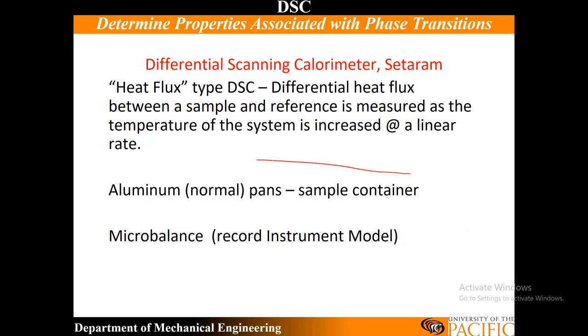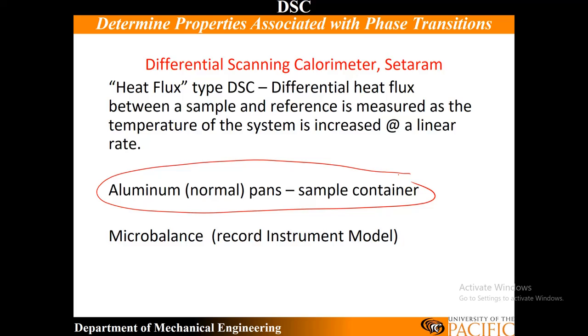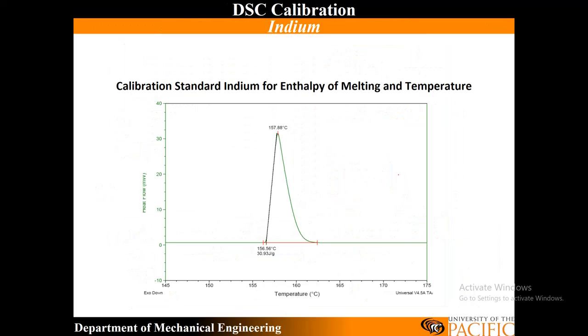We're going to use these normal aluminum pans. We're going to use a microbalance as well to measure the mass of our sample in the DSC. And then you can watch the next video where you actually see me doing the experiment as well.